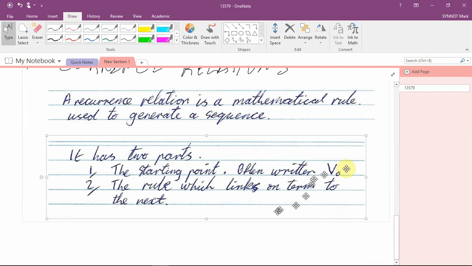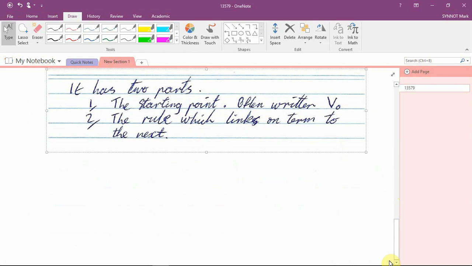So two parts: a starting point, often written as V0, V for value, and then the rule which links us on to the next term. So for our example we had up there before, where we started with 5, our V0 would be equal to 5.